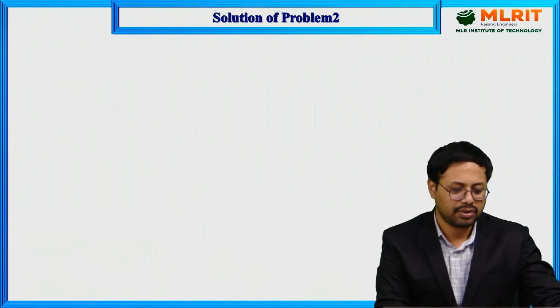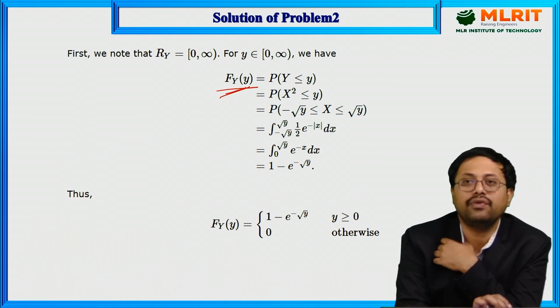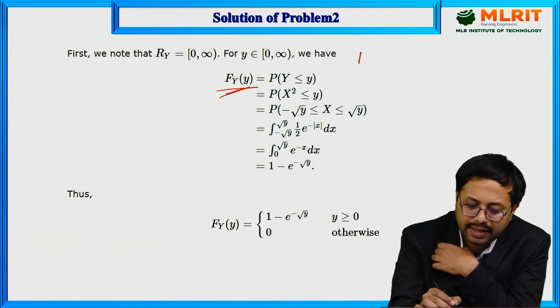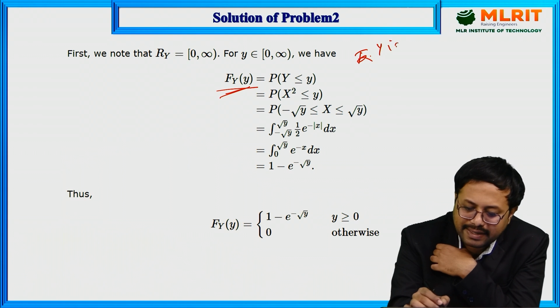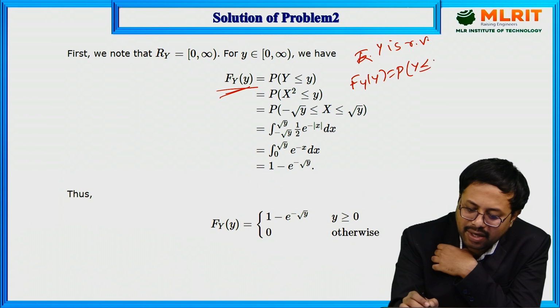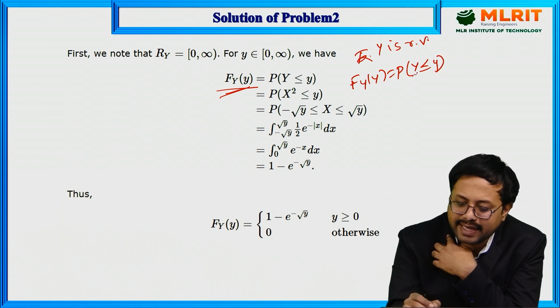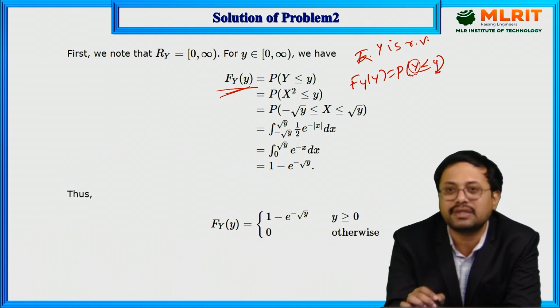The solution we have discussed here. This is the definition of distribution function. So you know the definition. Here y is a random variable, then fy of y is equal to p of y less than or equal to y. What does it represent? Capital Y represents the random variable, small y represents the value assigned to the random variable.